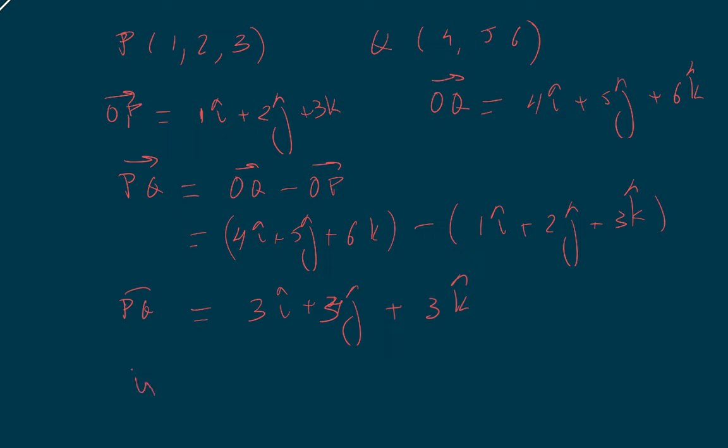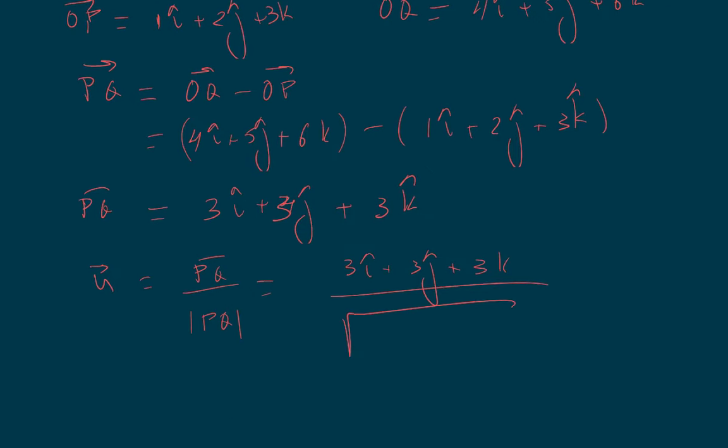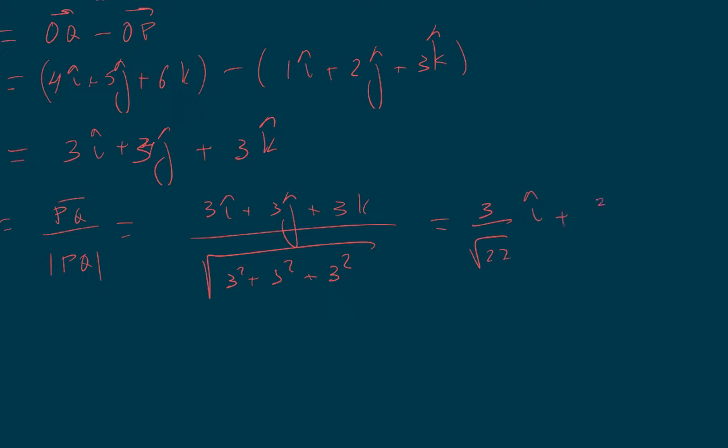And what is the unitary vector? The vector that is in the direction of PQ but has magnitude 1. You take PQ and you divide by the magnitude of PQ. PQ is 3i plus 3j plus 3k. And what is the magnitude of PQ? It's the square root of 3 squared plus 3 squared plus 3 squared, which is the square root of 27. So the vector is 3 divided by square root of 27 i plus 3 divided by square root of 27 j plus 3 divided by square root of 27 k.